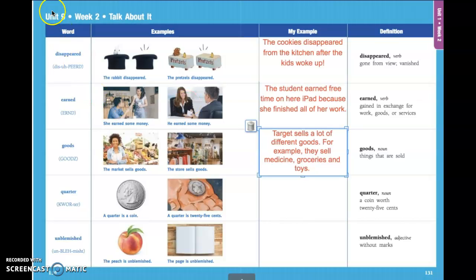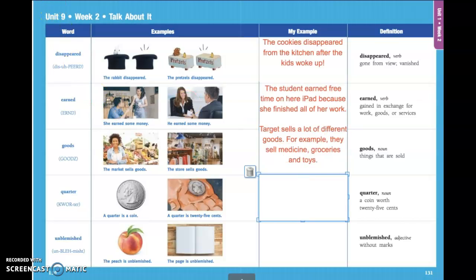Let's go ahead and write our sentence. My sentence will be, a quarter is a coin that is worth 25 cents. All right, guys, go ahead and take a minute to either copy Miss Harmon's sentence or write a sentence on your own and pause the video.